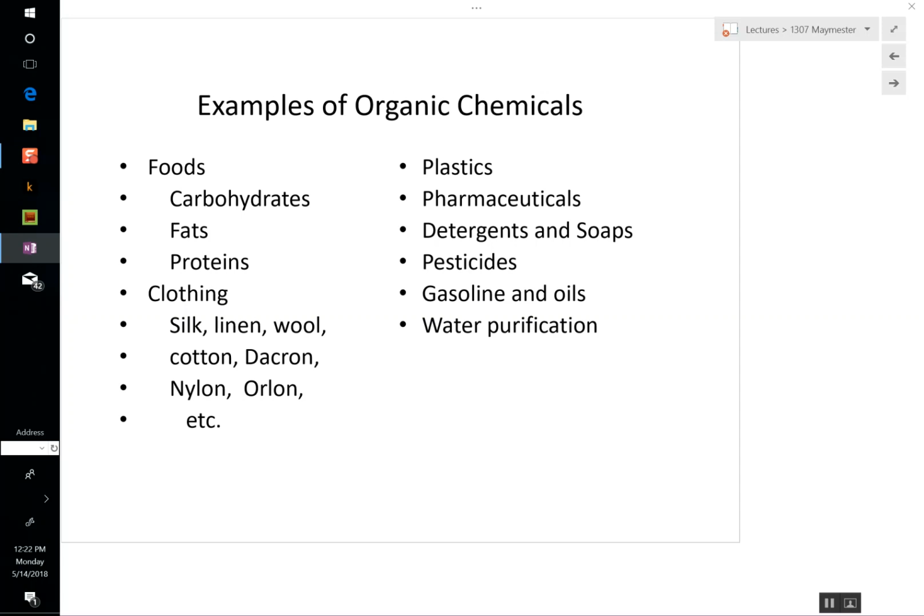Pharmaceuticals, detergents, pesticides, gasoline, and oils, natural gas, methane, propane. Organic chemicals are all over the place. And when I say plastics, all this plastic. We live in the plastic age. This box, the computer, the keyboard, all plastic. These markers, all kinds of plastics.